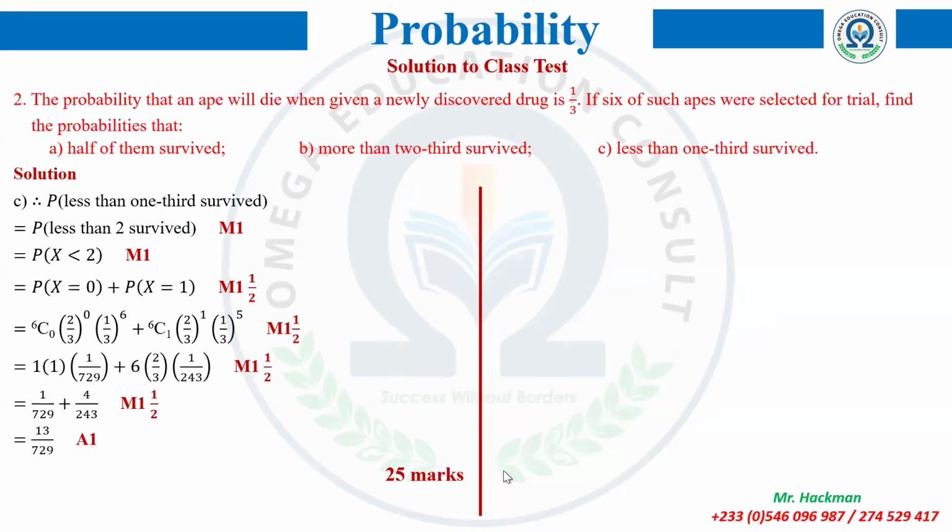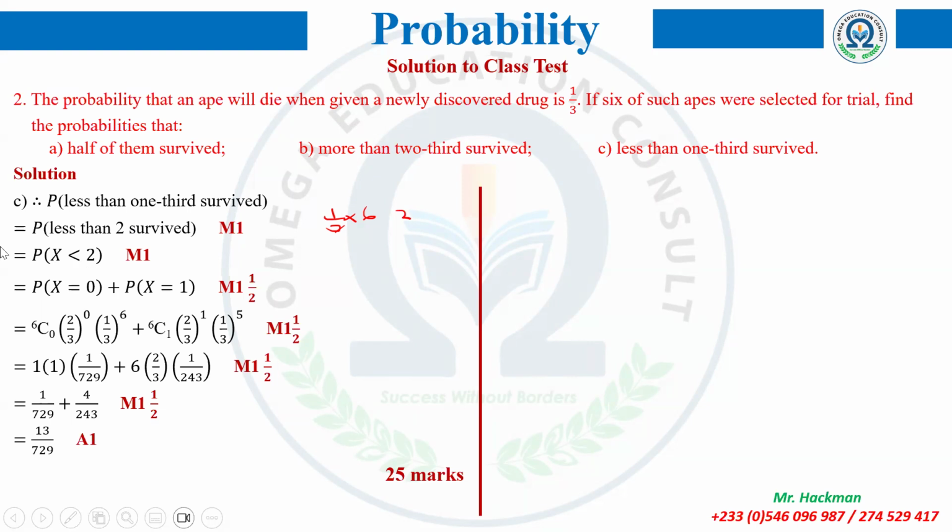So 1/3 of that, we are going to get 1/3 times 6, and obviously we know we are going to get 2. So P less than 2/3 survived means less than 2 survived, 2/3 of the 6. So it will be P of x less than 2.